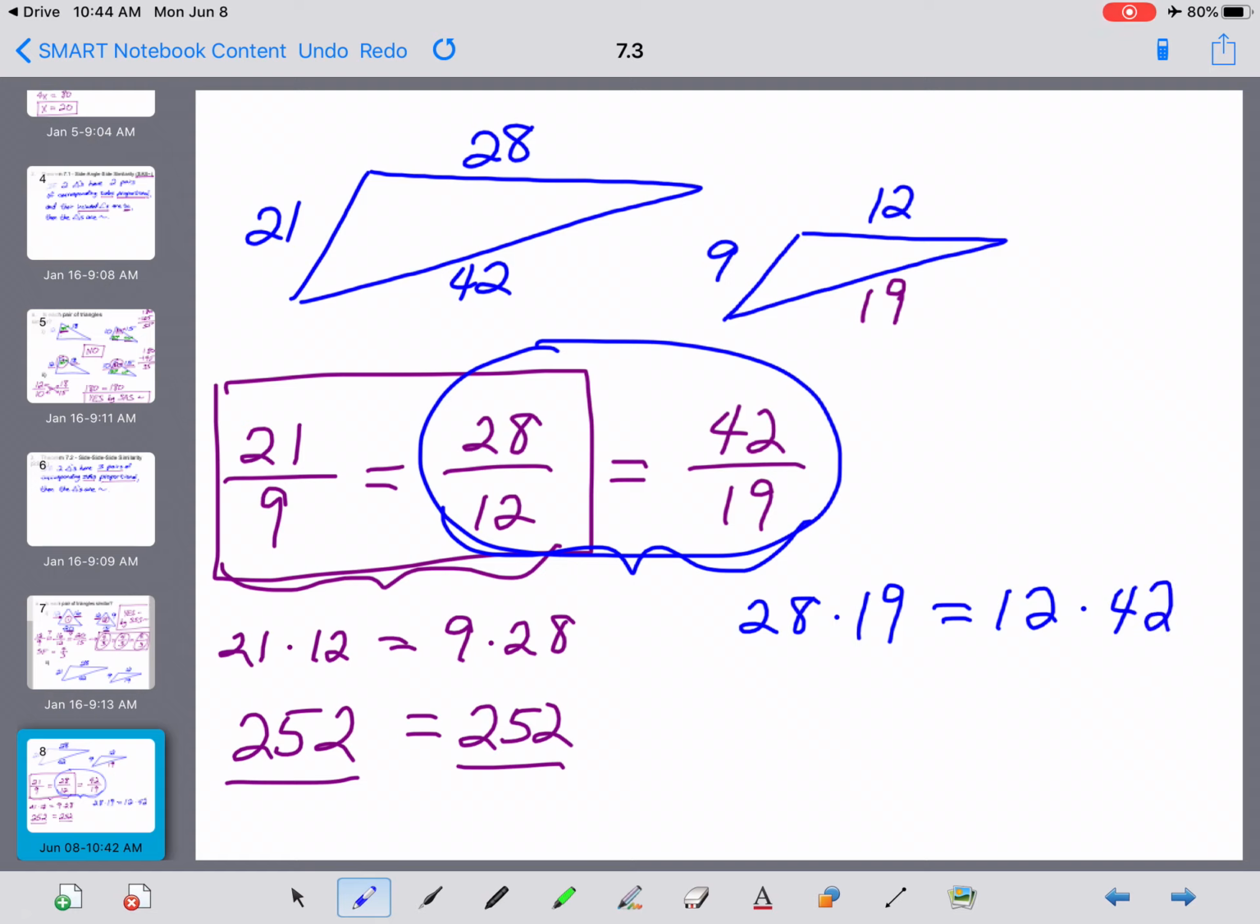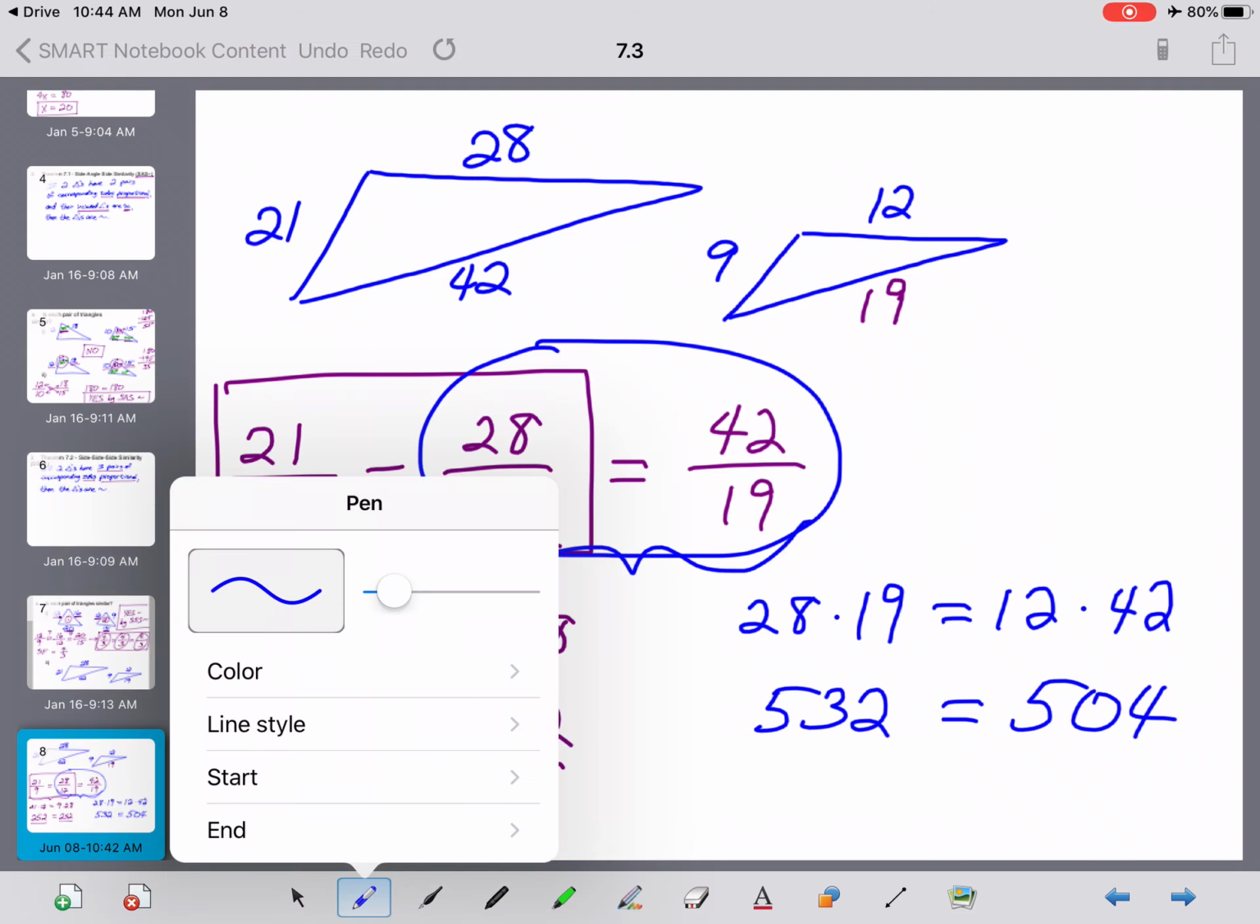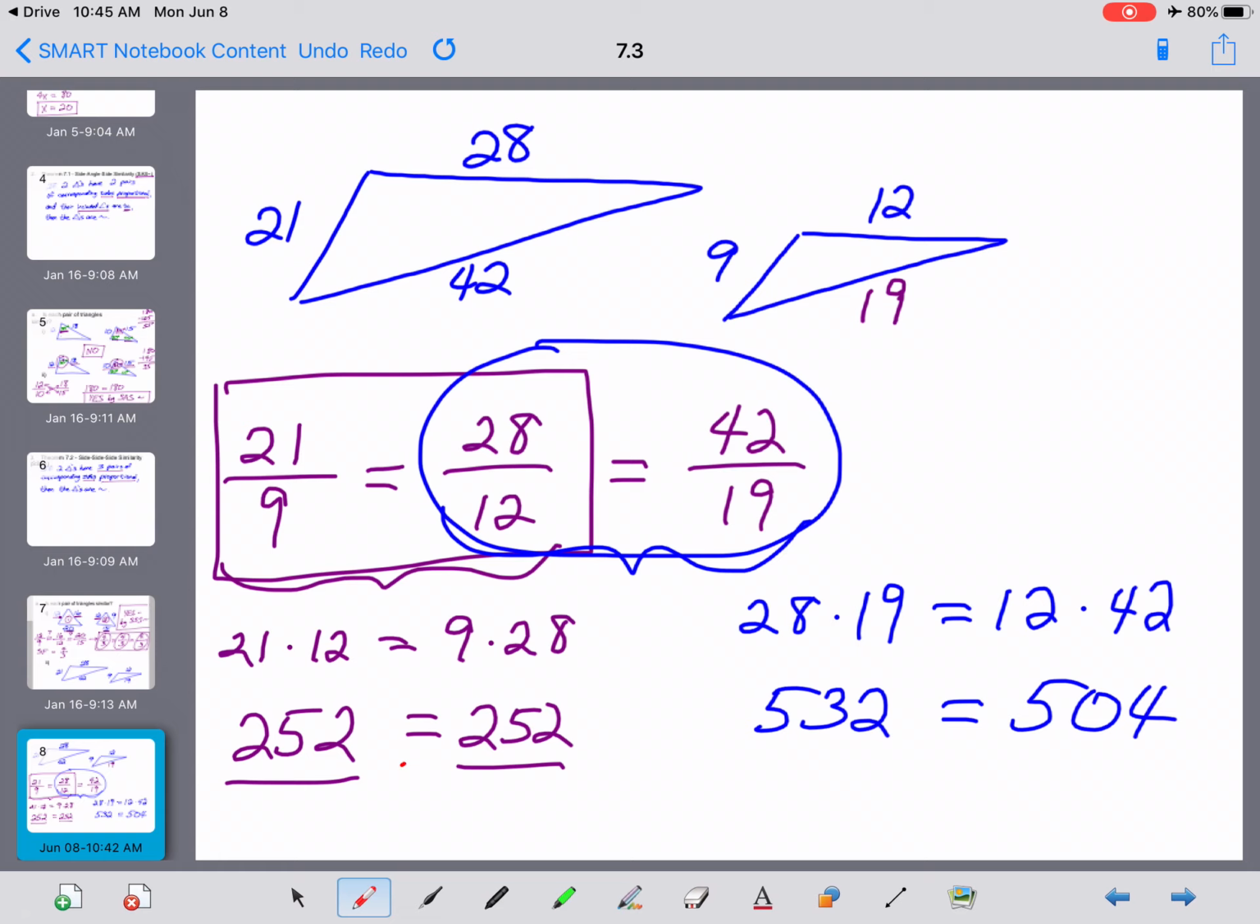We certainly don't want to assume that just because it worked once, it's going to work the second time. 28 multiplied by 19 gives a product of 532. And on the right, 12 multiplied by 42 makes 504. And right now, guys, the plot thickens and everything falls apart. In this case right here, these two cross products were equal to each other, but here they're not. 532 is clearly not equal to 504.